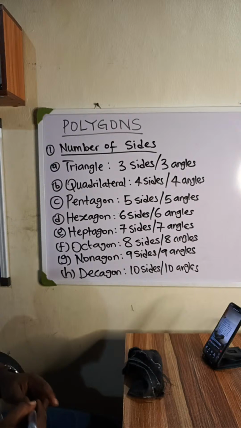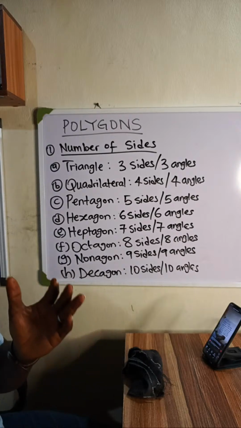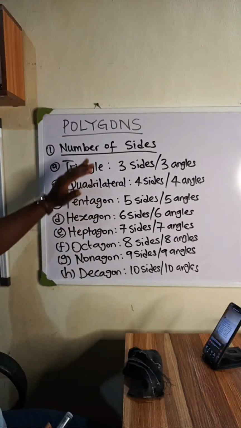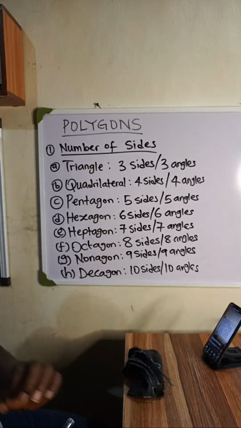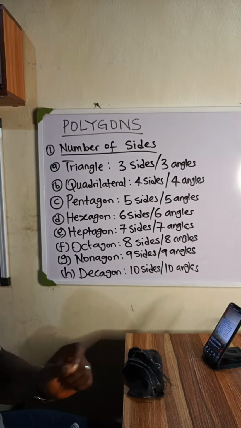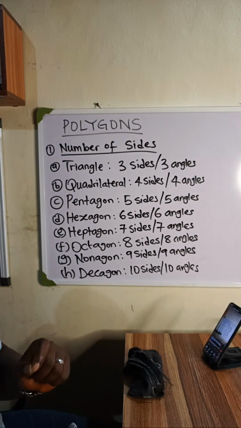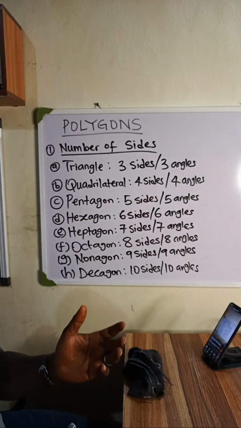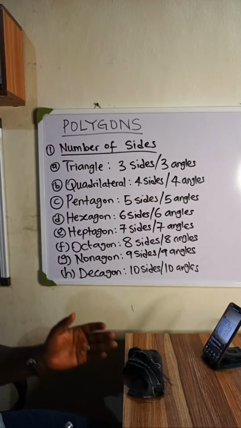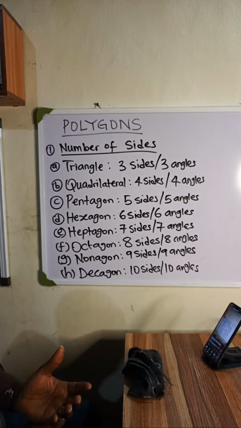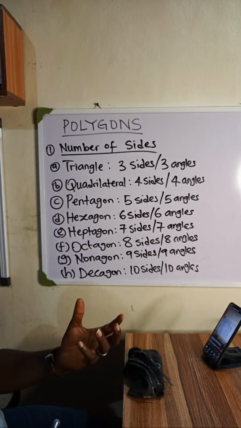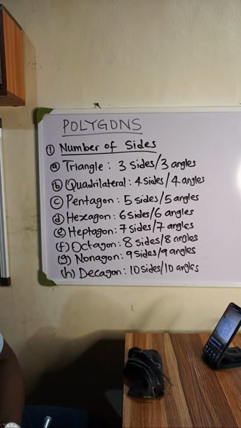So what we've done is we've classified polygons based on the number of sides. So this classification of polygons is based on the number of sides. Whenever you see a polygon with 8 sides, that polygon is called an octagon. A polygon with 6 sides is called a hexagon. So you should know the different types of polygon and how many sides they have.